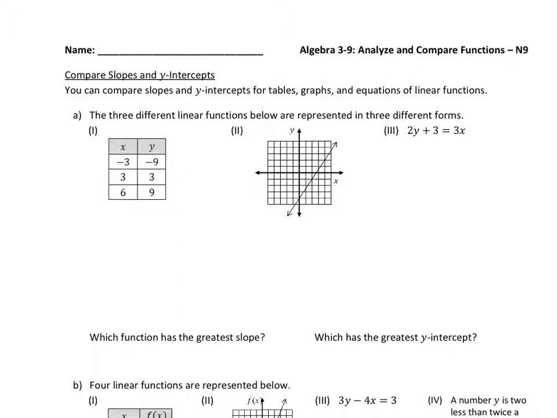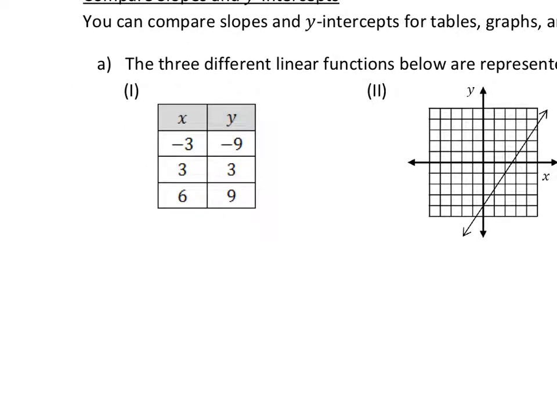So in order to figure that out, we need to find the slope and y-intercept for all three functions. Let's look at function number 1. We have a table. To find the slope, we need the change in y values over the change in x values. Again, pick any 2 points. I tend to like to deal with positive numbers, but you can use whichever 2 points you want. 3 to 9 is plus 6, and 3 to 6 is plus 3. So our slope, which is the change in y over the change in x, 6 over 3, which is 2.